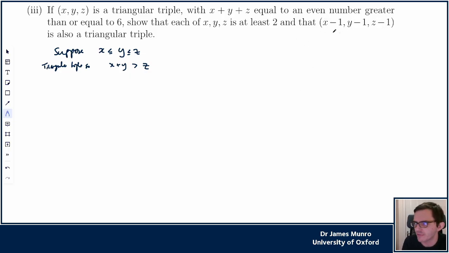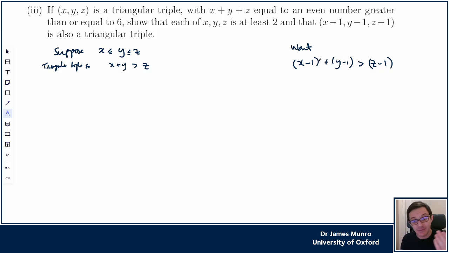So it's a string of 3 whole numbers, that's fine. We want x minus 1 plus y minus 1 to be bigger than z minus 1. And that's not quite as easy as the previous thing we did. Previously we had added 2 on the big side and added 1 on the small side. Now we've subtracted 2 from the big side and subtracted 1 from the small side.